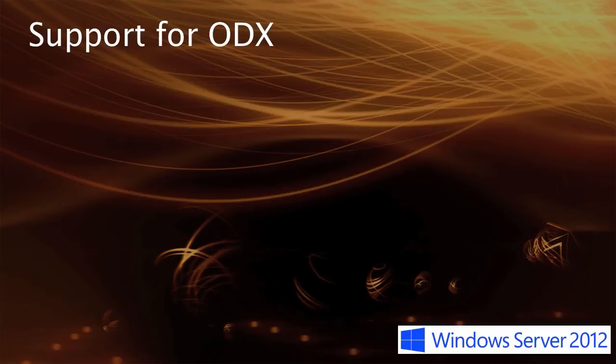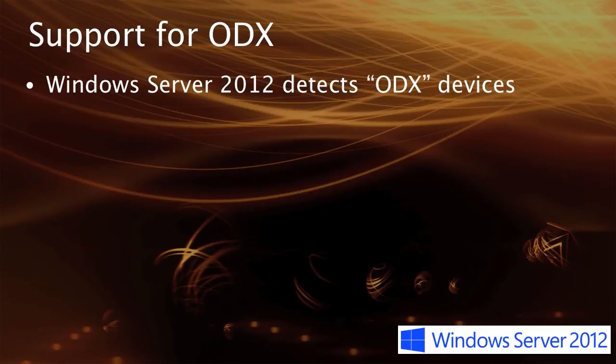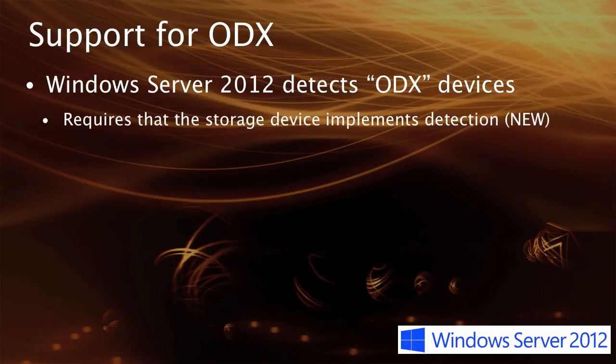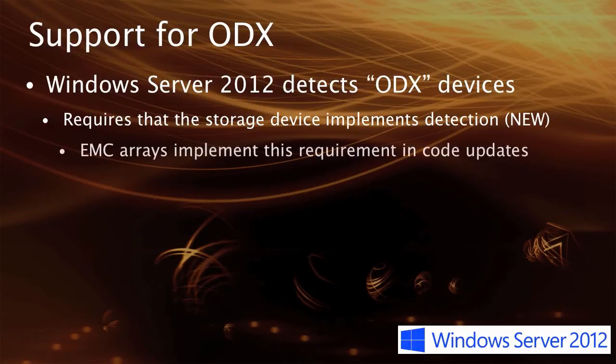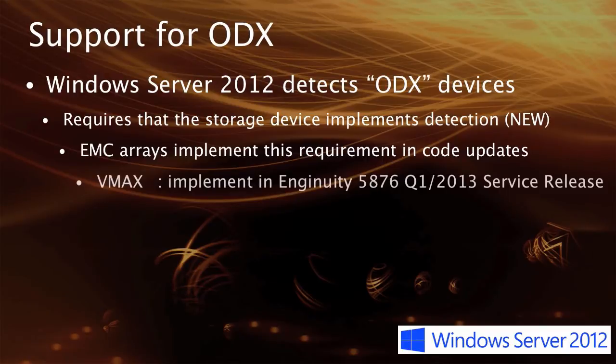Support for offloaded data transfer, or ODX, is a Windows Server 2012 feature. It's automatically detected against storage devices that are presented to hosts. There's a new inquiry generated by a Windows Server 2012 host against the LUNs, and it can tell whether the LUN itself is ODX capable. Typically, if you have code that is prior to the specification, then we need to upgrade the microcode on them. And so for our product lines within EMC, we need specific releases.